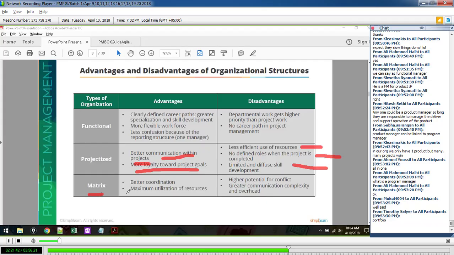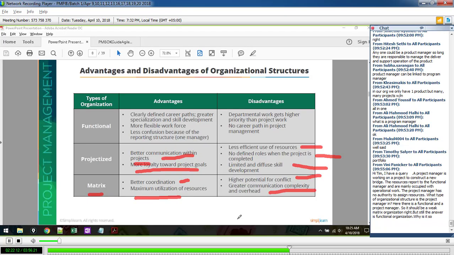A matrix is a combination of the best and worst of both worlds. Better coordination, maximum utilization of resources. That comes with higher potential for conflict and greater communication complexity. The problems between a functional manager and project manager are not generally because they don't like each other or they don't agree with each other. The problems exist because of lack of communication and lack of roles of responsibility, and we have control over that.